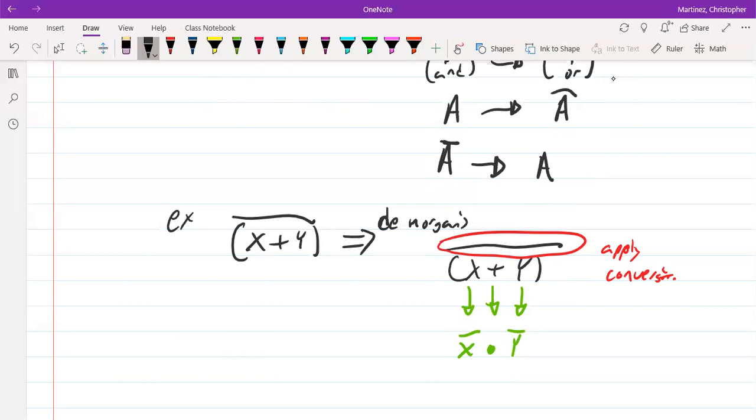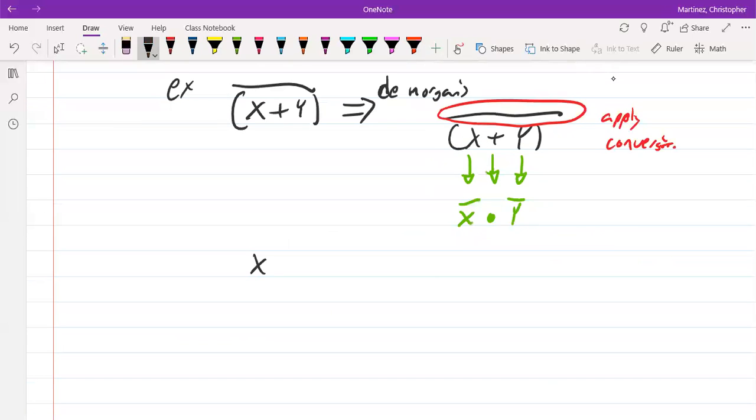All right, let's do the other one. The other one was X AND Y with a bar over it. Okay, so here we have a dot. We're going to apply the DeMorgan's. The dot becomes a plus. We get an X with a bar over it, and then we're going to get a Y with a bar over it. So it's the process of us taking items and slowly evolving it.